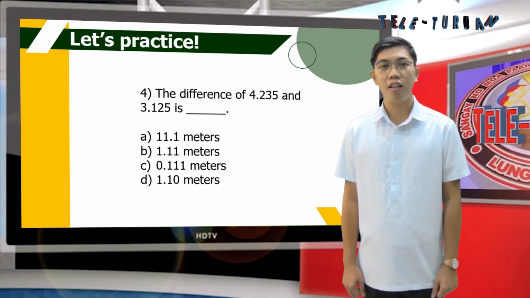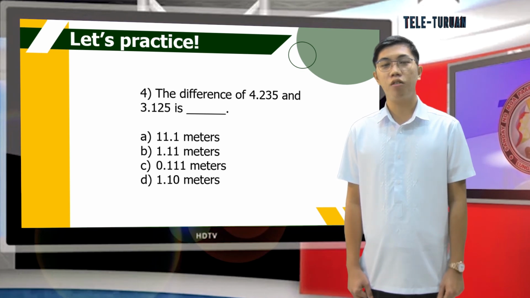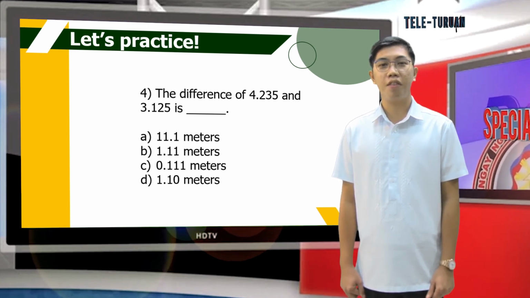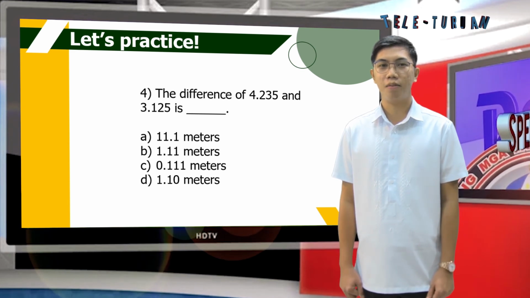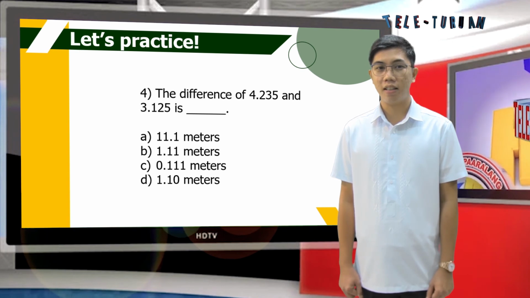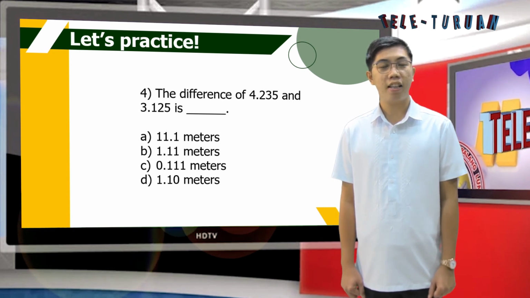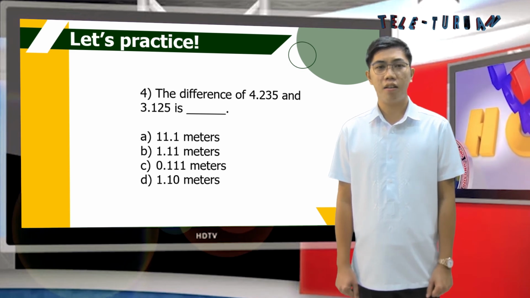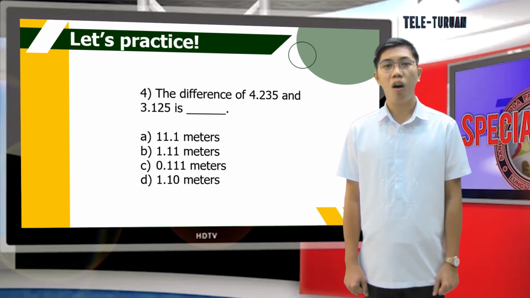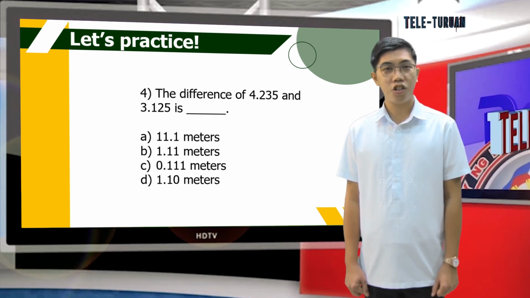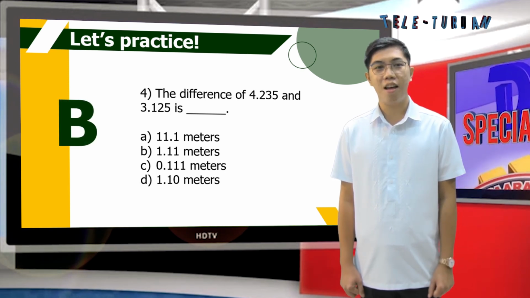For number 4, the difference of 4 and 235 thousandths and 3 and 125 thousandths is blank. The choices are A, 11 and 1/10, B, 1 and 11 hundredths, C, 111 thousandths, or letter D, 1 and 10 hundredths. The correct answer is B, 1 and 11 hundredths.